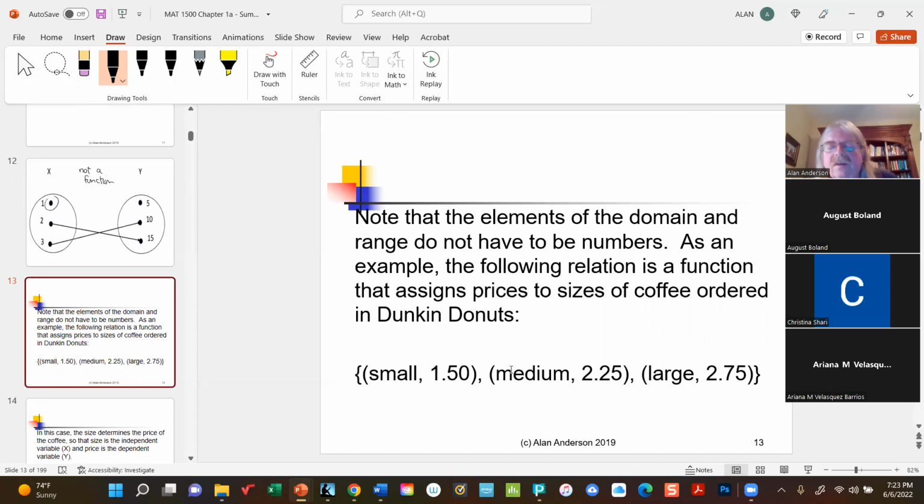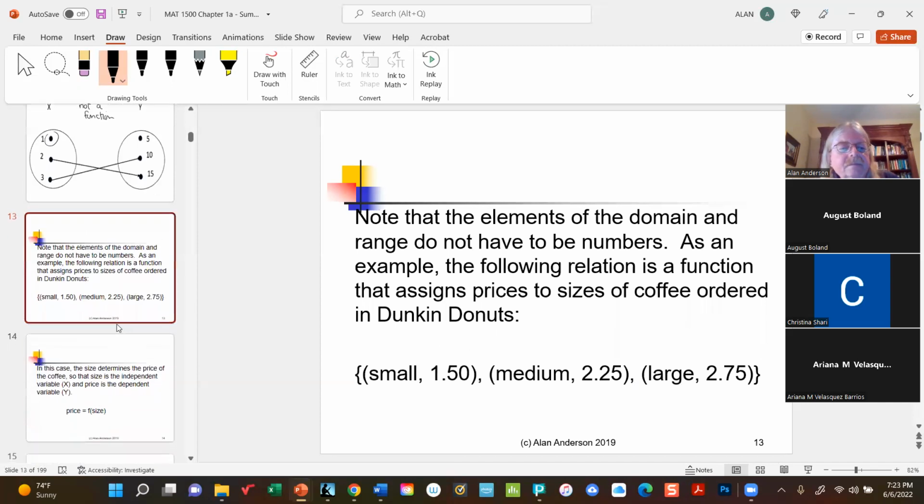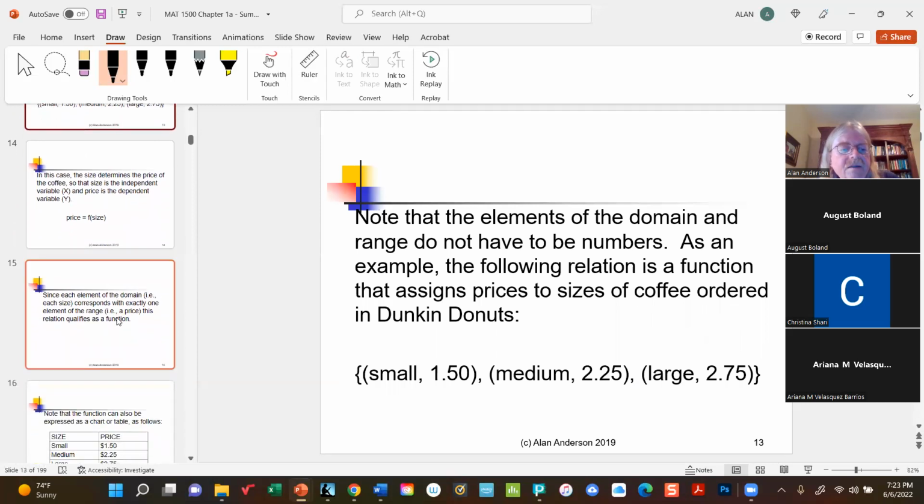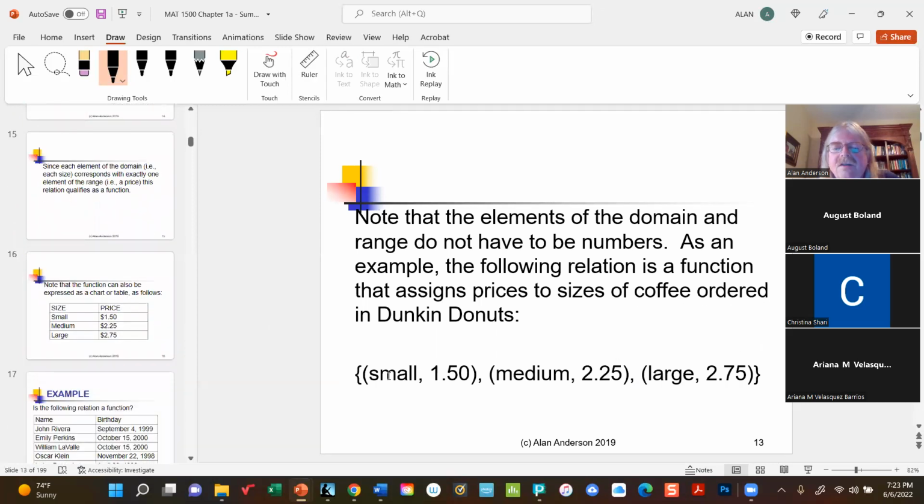So this is a relation. The question is whether or not it is a function. Well, you can see that it is because each size is associated with a unique price. Okay, small is $1.50, medium is $2.25, large is $2.75. Now, if for some reason, let's say small doesn't have a price, then this would no longer be a function. Or if small is associated with two different prices, then it again would not be a function. But because each size gets one price and that's it, this qualifies as a function.